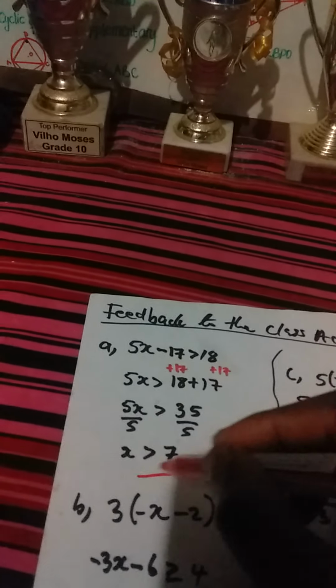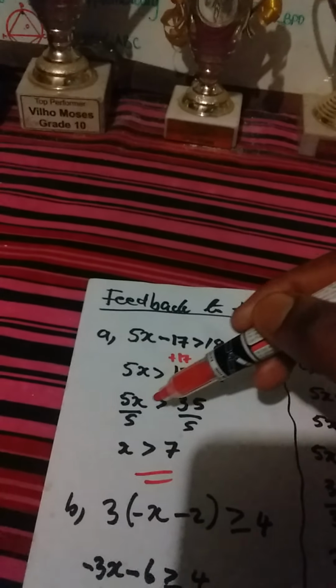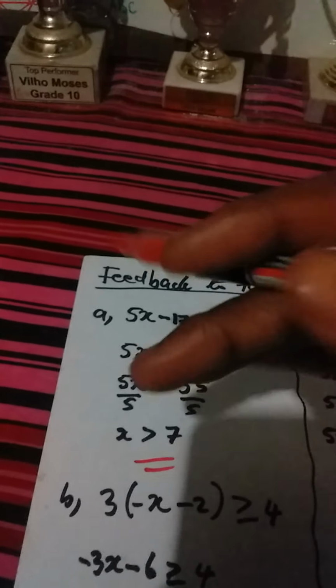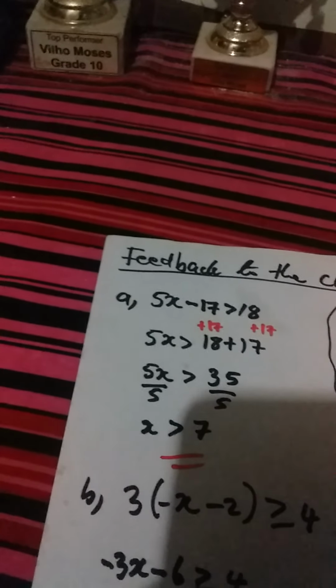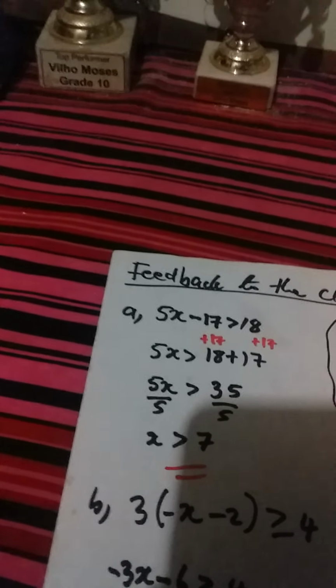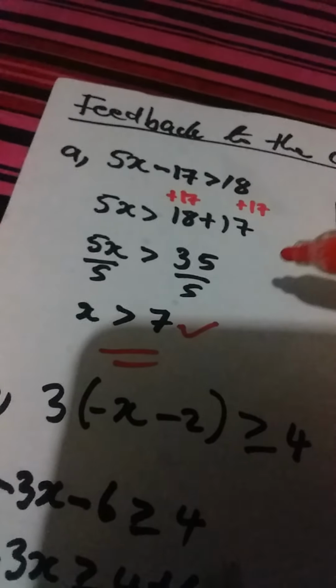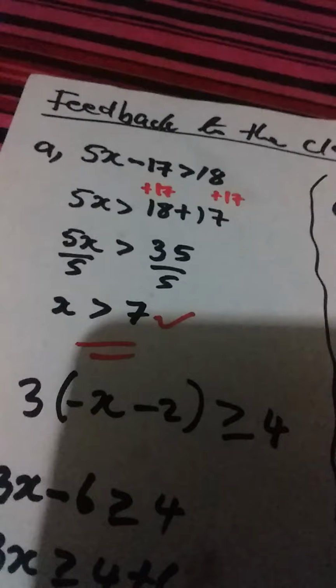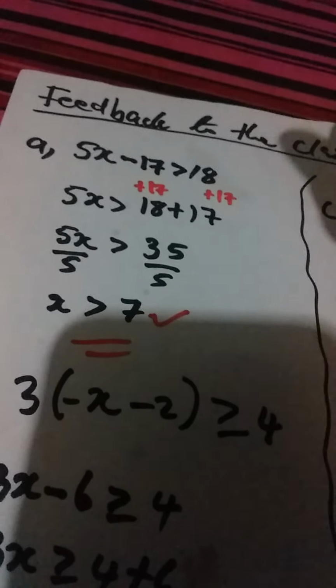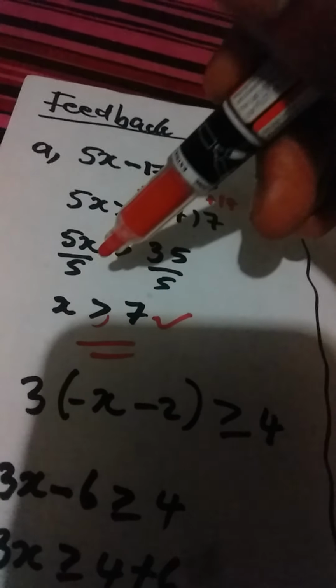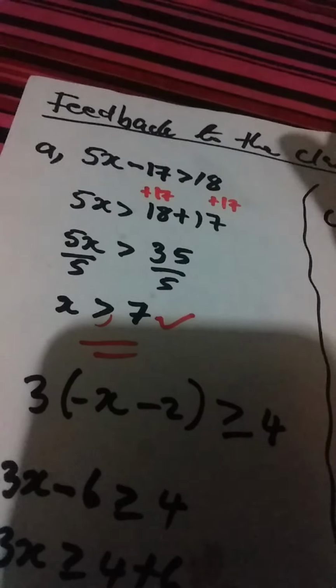How did you get 7? You have to divide by 5. We need the value of x, isn't it? So we have to divide on both sides with 5 to get the value of x. In other words, we are isolating x. And so you have to keep the inequality sign. Do not make any mistake of writing equal sign here.